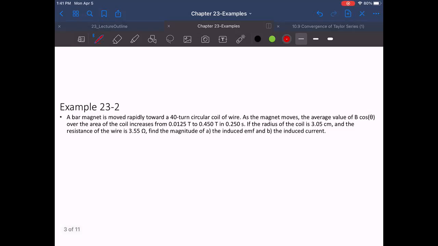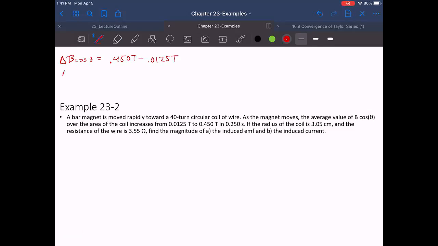So what are we given here? We're given delta B cosine theta, which is going to be 0.450 Tesla minus 0.125 Tesla.